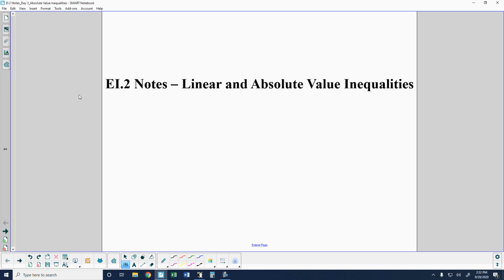So up to this point, we have focused primarily on linear inequalities, and then we took a look at some compound inequalities, doing more than one linear inequality at a time, and then looked at some word problems. Now we are going to get into absolute value inequalities, and absolute value inequalities stem from what we talked about last time with compound inequalities.